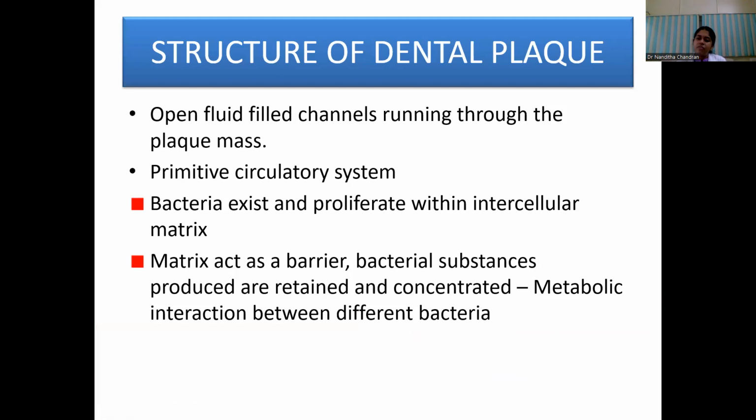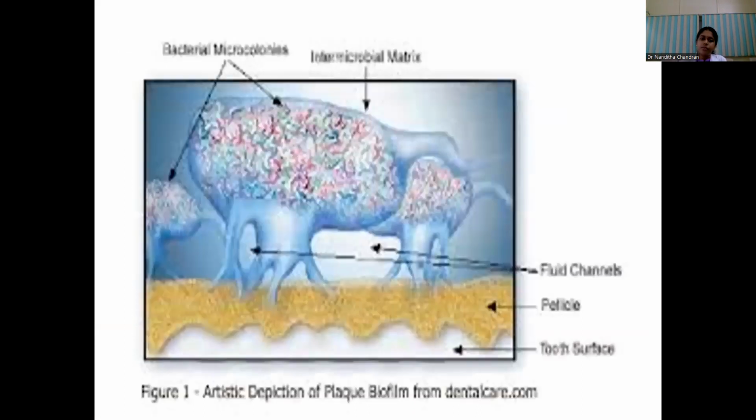So what is the structure of dental plaque? Plaque structure is very similar to that of a primitive circulatory system. It has numerous open fluid-filled channels running through it, and the bacteria are present within this matrix. As we have said, the matrix acts as a barrier in which the bacterial substances are concentrated and retained, and metabolic interaction takes place between different bacteria. I don't know how clear this picture is. This is a picture showing the structure of dental plaque with bacterial colonization.